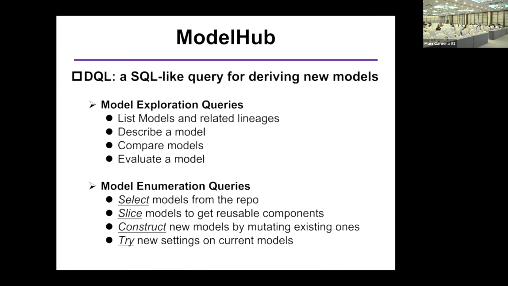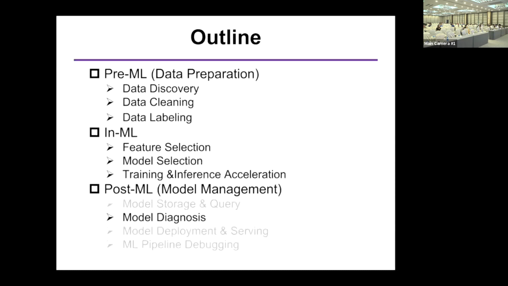So the ModelHub can list models, describe models, compare models, and evaluate the model. And it can also select the models and construct new models by mutating existing models and trying new techniques.